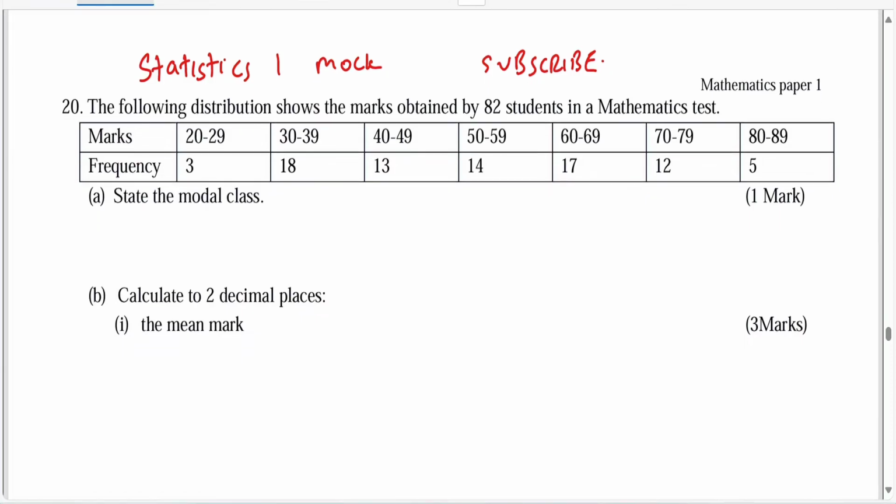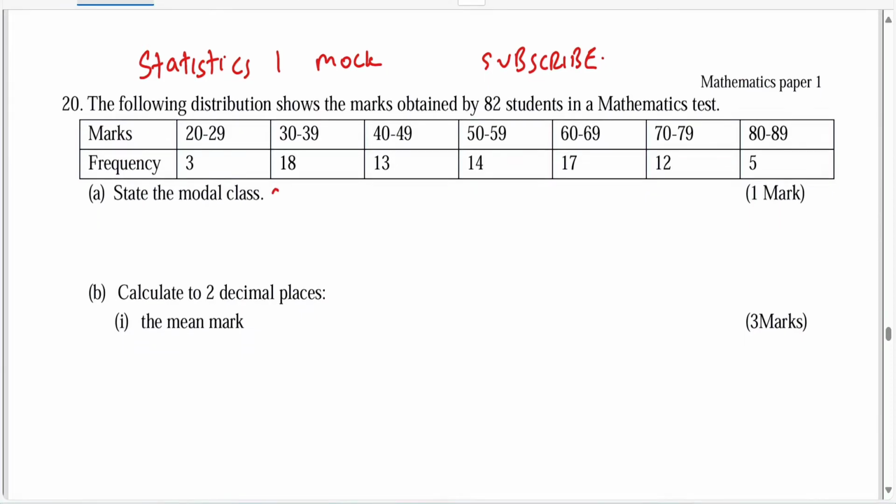So let's start with this question. So the modal class ni ile class ambayo iko na largest frequency, ni ambayo iko na frequency kubwa. Ukiona kwa hizi classes zote, 20 to 29, 30 to 39 mpaka 80 to 89, the only class ambayo iko na largest frequency ni hiyo 30 to 39, ambayo iko na frequency ya 18. So your modal class ni 30 to 39. Mara zingine swali itakuuliza modal frequency. So hutoandika 30 to 39 but utaandika 18, kwa sababu hiyo ndo the largest frequency. So kuwa makini when you are answering such questions.